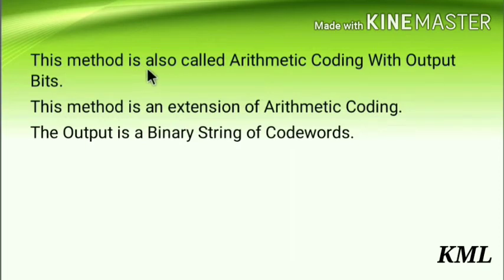So this method is also called arithmetic coding with output bits. It is similar to floating point arithmetic coding, but in this we output some extra bits as the output. This method is an extension of arithmetic coding. Some steps are similar to floating point arithmetic coding, and the output is a binary string of code words. So let's move ahead.